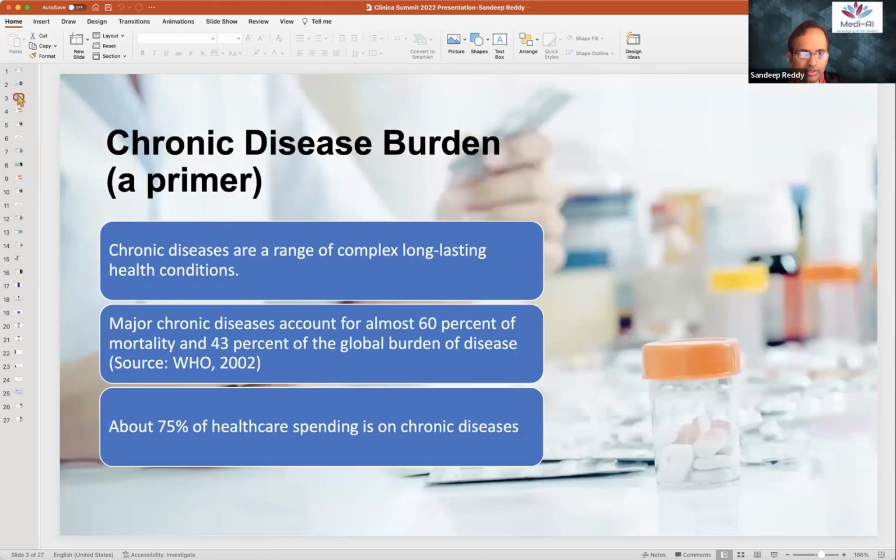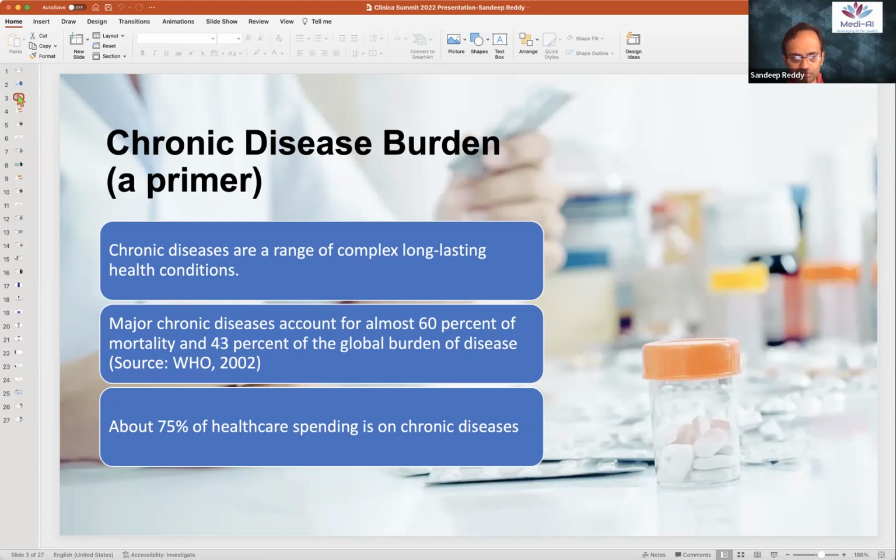Now, a quick run through chronic disease burden. We all know a chronic condition is any medical condition that lasts three months or longer, and includes a range of complex, long-lasting health conditions ranging from diabetes, hypertension, high cholesterol, and including mental health conditions. But when you look at the burden that chronic conditions impose on health services, when you look at the statistics, it's huge. The World Health Organization states that major chronic diseases account for almost 60% of mortality and 43% of the global burden of disease. That is a staggering figure.